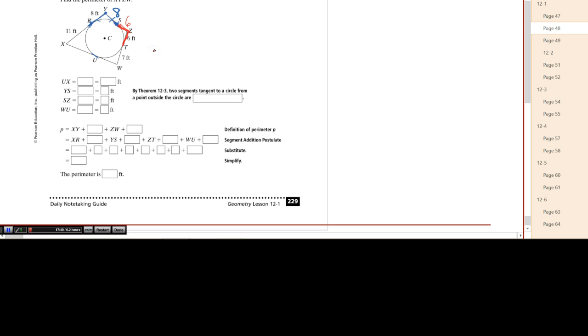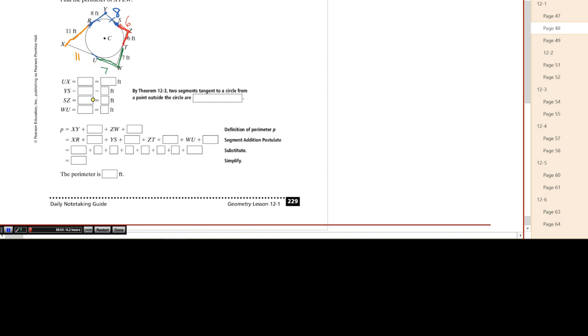And now let's look again. From T to W is how far? 7. So that means W to U would also be 7. Thank you. And then finally, X to U is 11. R to X is 11, so X to U would be 11.